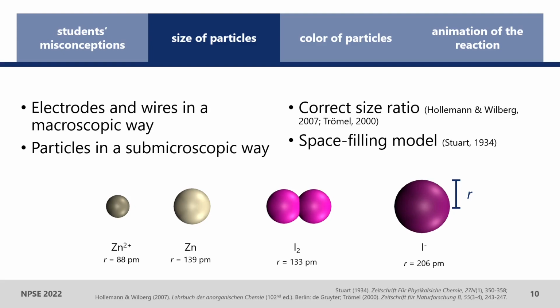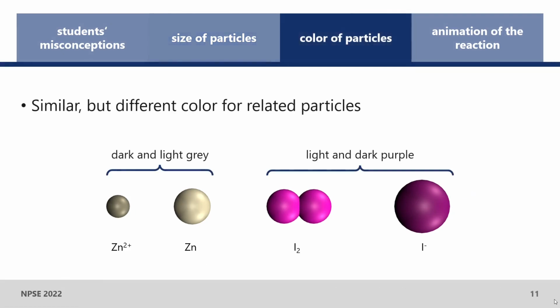The colors and size ratios of the involved particles are based on atomic and ionic radii from literature. We decided to color the spheres of an atom and its corresponding ion similar but not exactly the same, to suggest a relationship between the two. Using the same color could lead to the misconception that the substrate stayed the same.